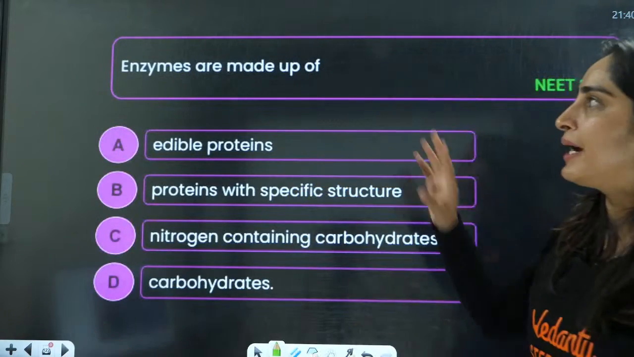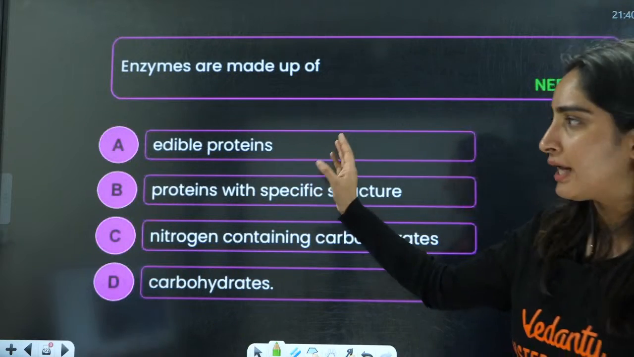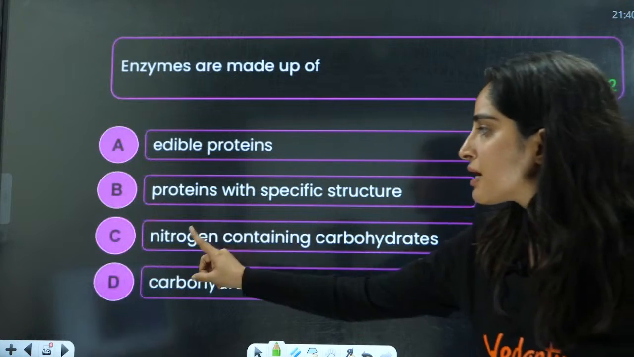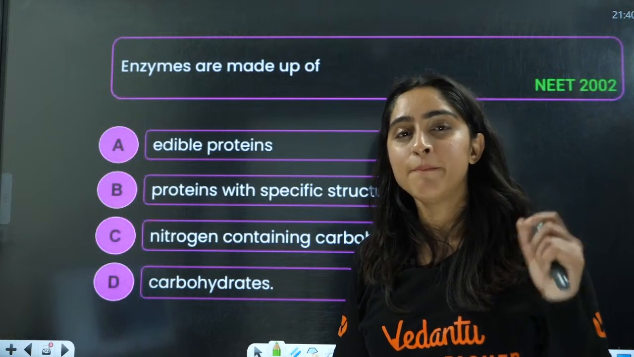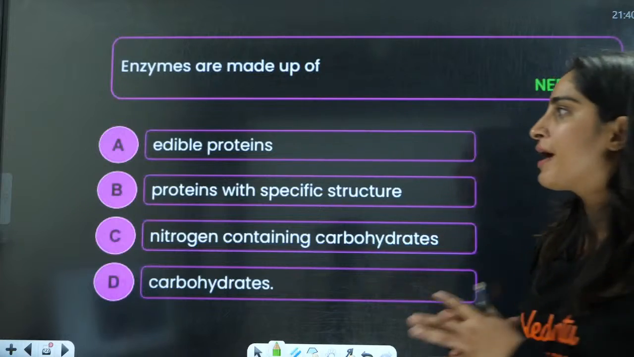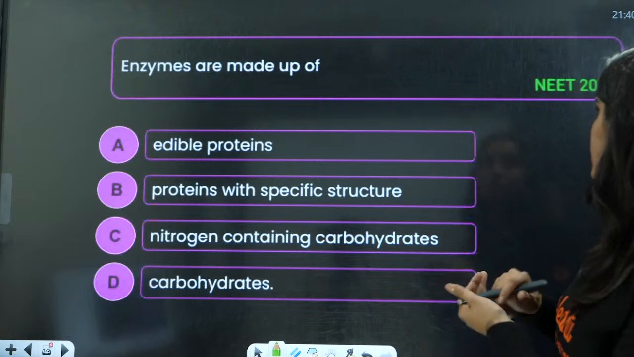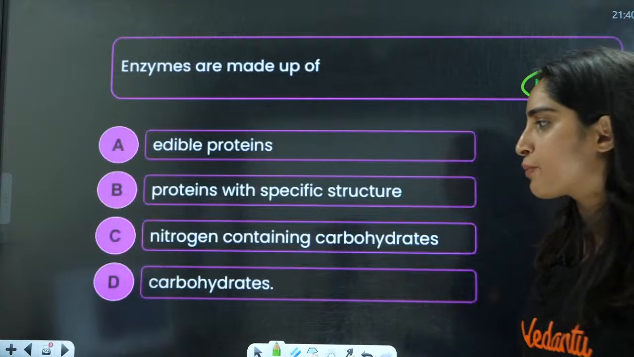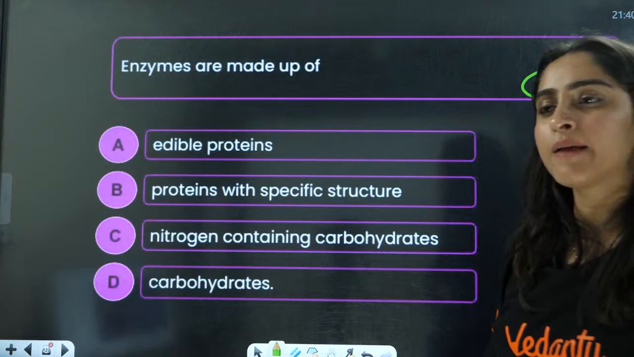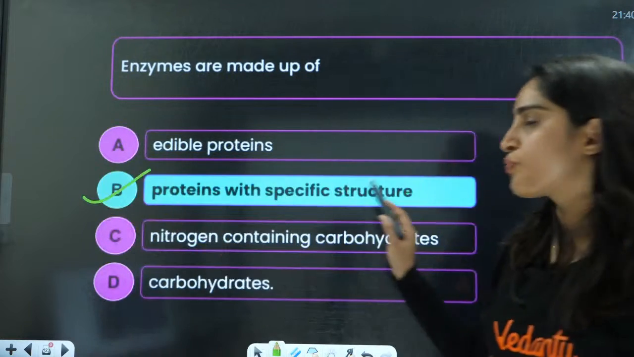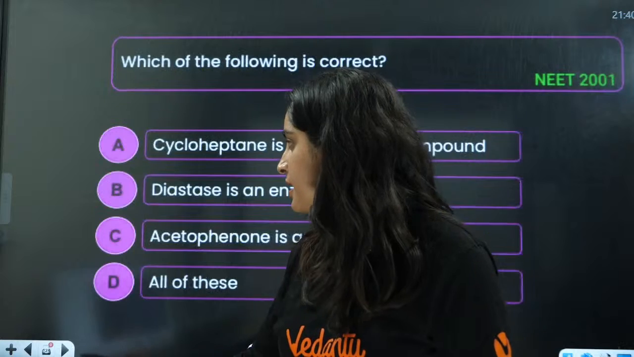Enzymes are made up of edible proteins, proteins with specific structure, nitrogen containing carbohydrates. This is a 2002 question. Yes everyone, very good. Enzymes are made of proteins with specific structure, right? These are your enzymes that are actually natural catalysts.